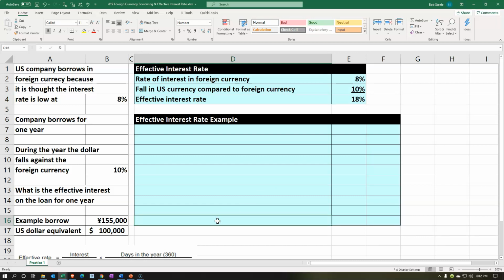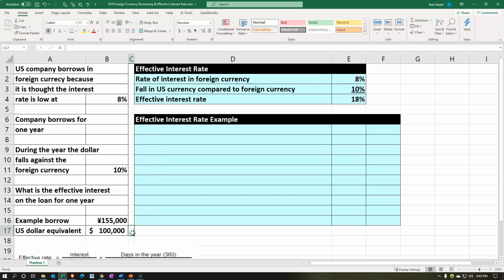Now there's a couple different ways you can calculate this. But let's assume that we borrowed the 155,000 yen, we converted it to dollars, and used it for our purposes. Then we're going to have to pay back the 155,000 yen at a future date. Well, what are we going to have to pay back? There's going to be interest on the yen, which we can calculate in yen, but we can also calculate the US dollar equivalent.